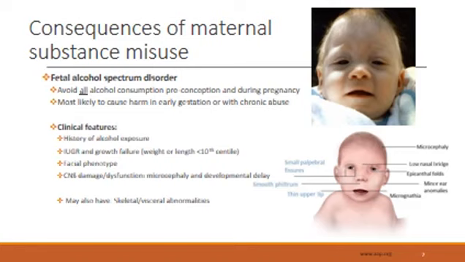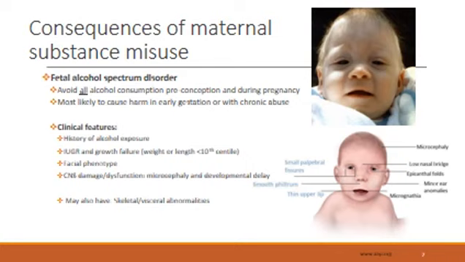It is most likely to cause harm in the first trimester or early gestation, or if the mother chronically abuses alcohol over the course of her pregnancy. There are several clinical features that will guide you to this diagnosis. Firstly, you should have a history of alcohol exposure, so spend time and gain the mother's trust so that she can share this information with you.